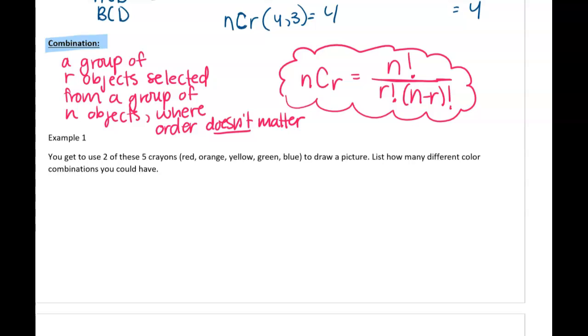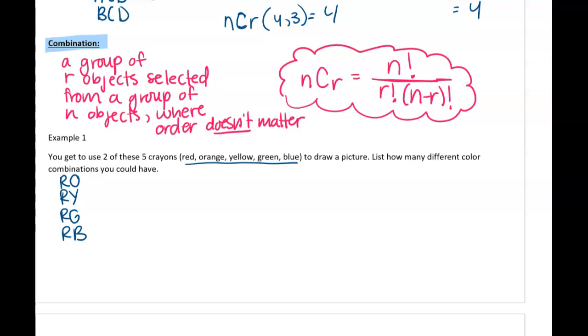Okay, you only get to use 2 of these 5 crayons out of red, orange, yellow, green, or blue to draw a picture, and we're going to list all the different color combinations. So for this one, order doesn't matter, okay? So you can use red and orange. You could use red and yellow, red and green, red and blue.